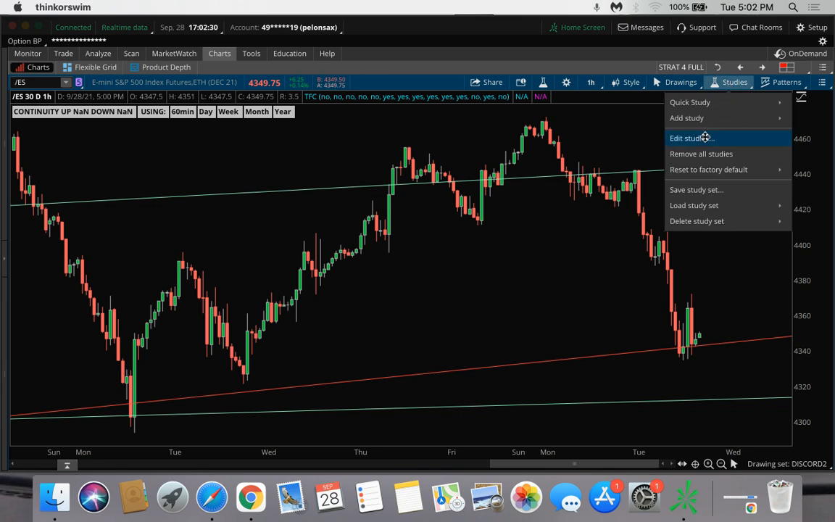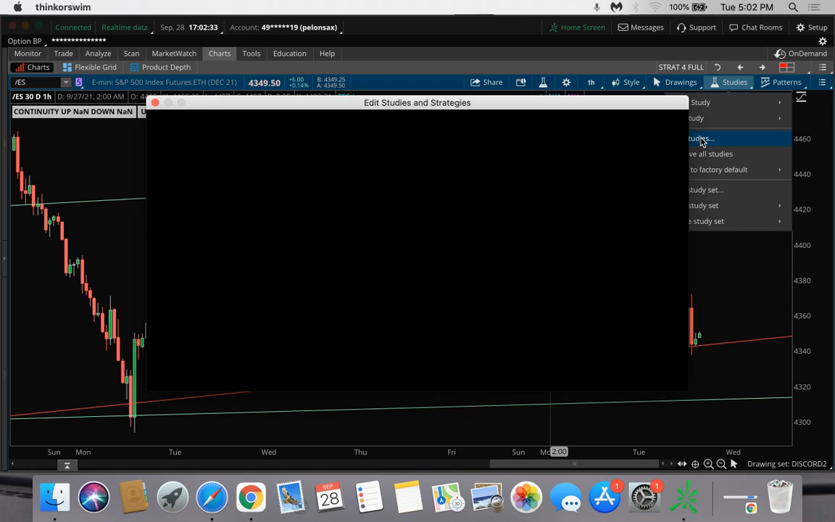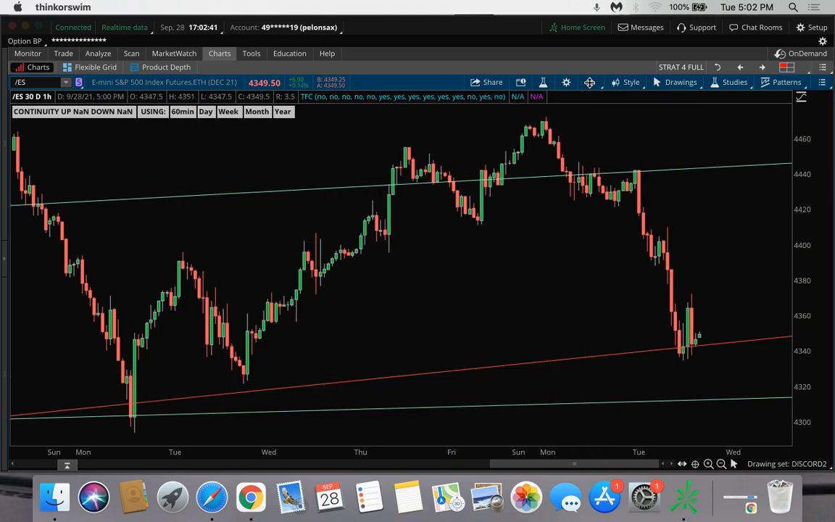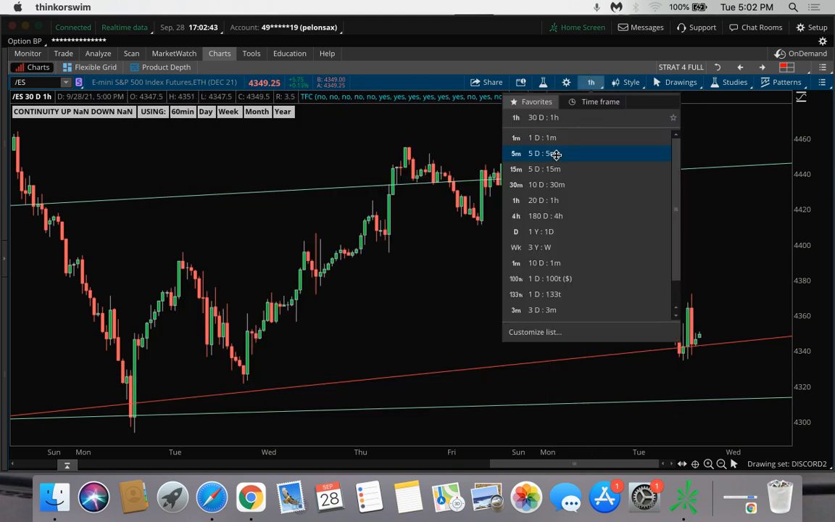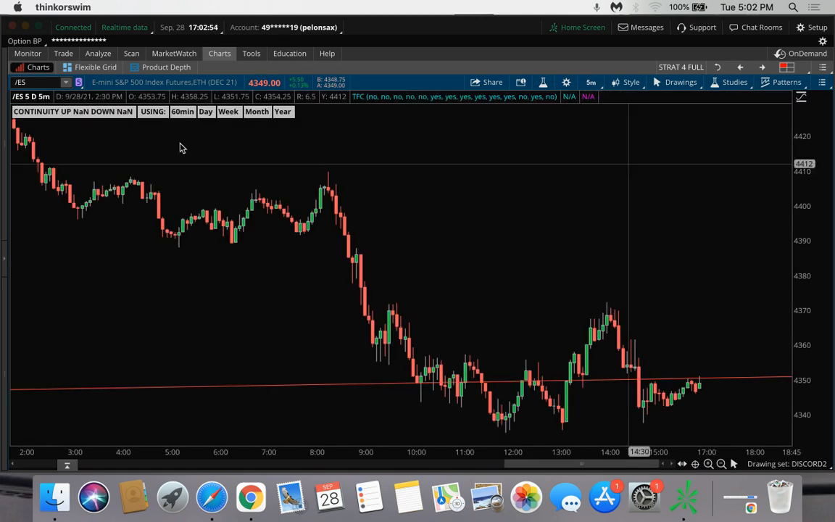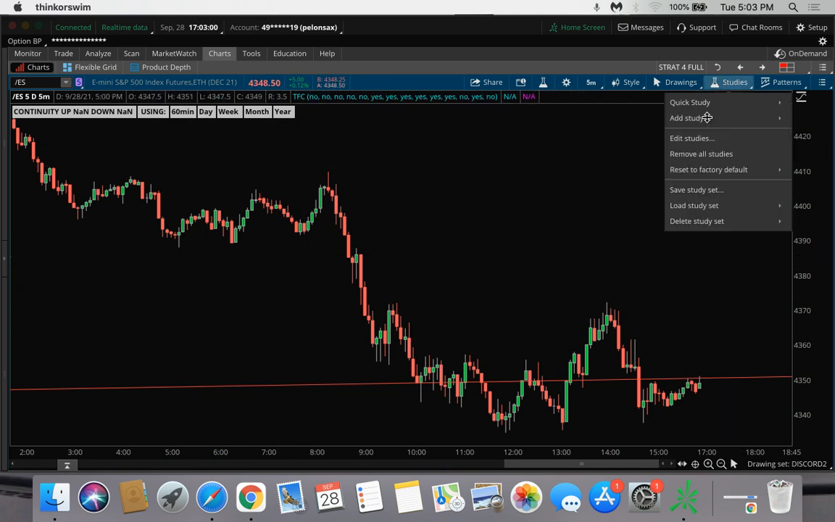So you have to configure the study to use the time frames on your chart. For example, let's say that we want to load it on a 5 day, 5 minute chart. So each candle is 5 minutes, and you've got 5 days worth of data. When you load that chart again, you'll see that it's got nothing, right? Because we're asking it to go all the way up to the year, and there's not enough data for it.